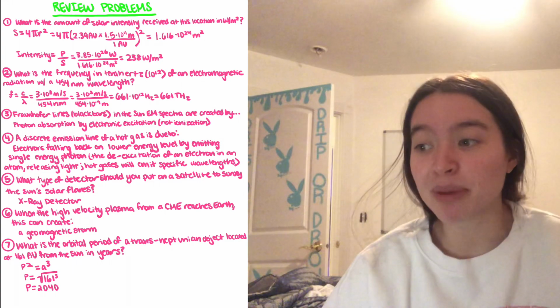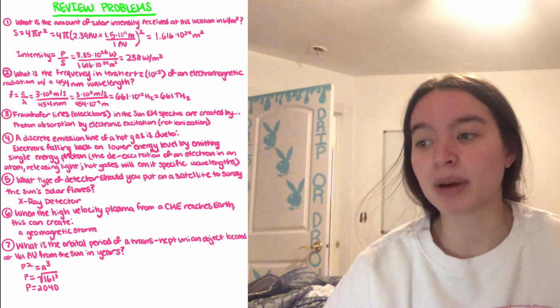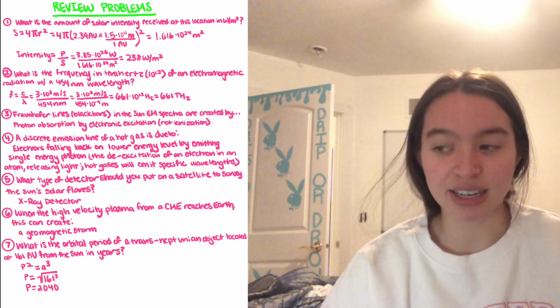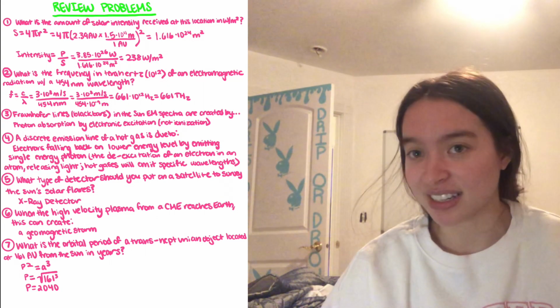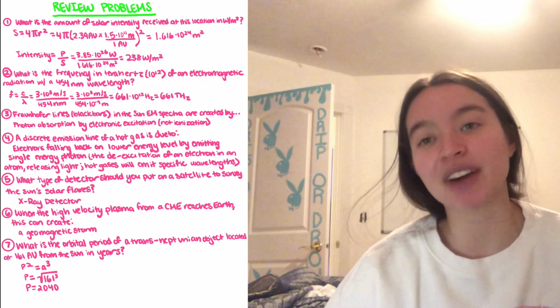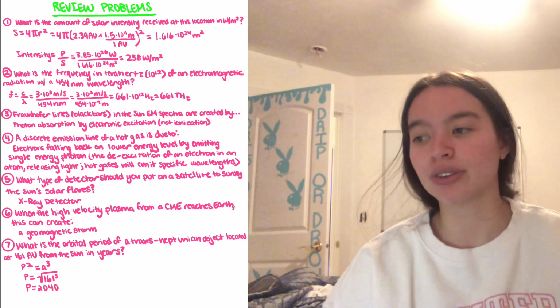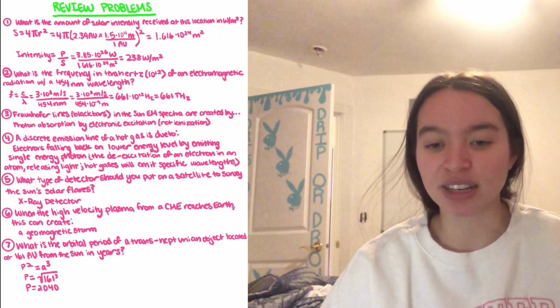Fraunhofer lines, black bars in the sun's EM spectra, are created by what? They're created by photon absorption, and this is by electron excitation, which is not ionization. A discrete emission line of a hot gas is due to what? The answer is electrons falling back to a lower energy level by emitting a single energy photon.